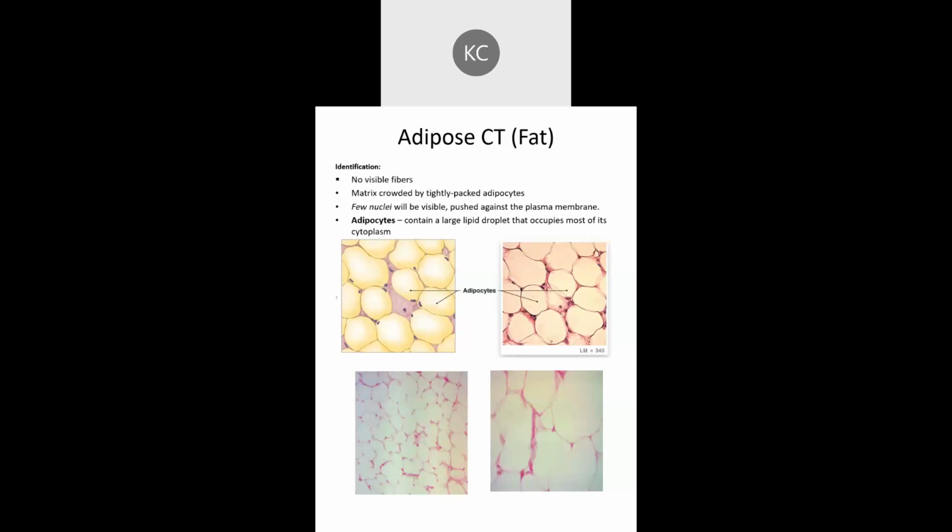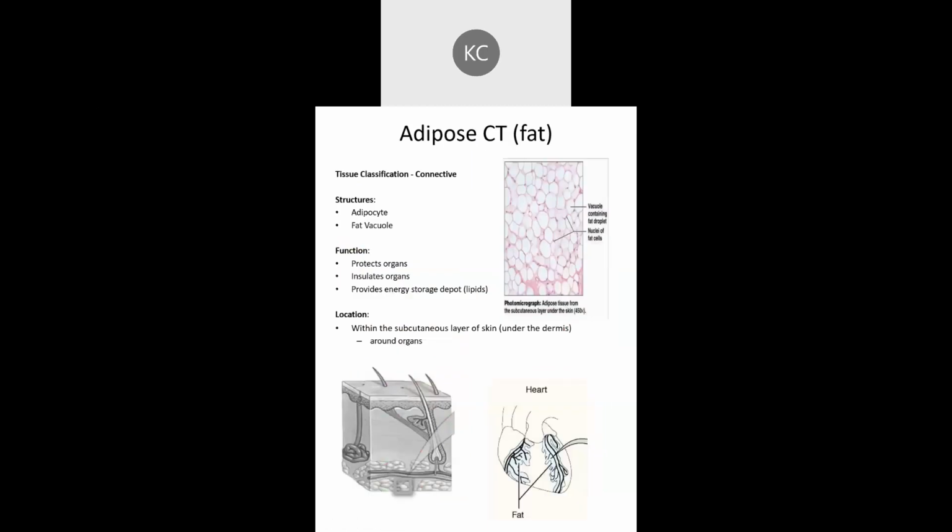And the reason it's pushed off to the side is because instead of being in the middle, like other cell types, when the lipid droplet is in the middle, it pushes all of the organelles, all the cytoplasm, and the nucleus off to the side of the plasma membrane. So you'll see those little dots, which are the nuclei, pushed to the very side of the cell, all right?